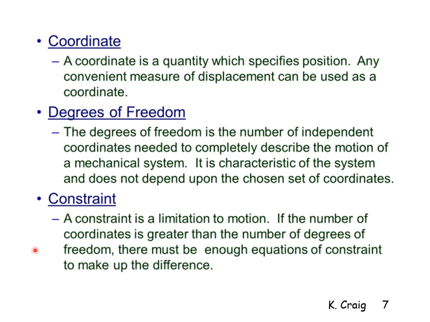It's a 1 degree of freedom system. Could you use the x and y coordinates of the bob at the end of the pendulum to describe its motion? Of course you could. But just because you're using x and y coordinates, the number of degrees of freedom is still 1. Those two coordinates, x and y, are not independent. They're related by the rigid length of the bar. So you can use any coordinates you want, but if the number of coordinates you're using is greater than the number of degrees of freedom, then you will have equations of constraint to make up the difference.